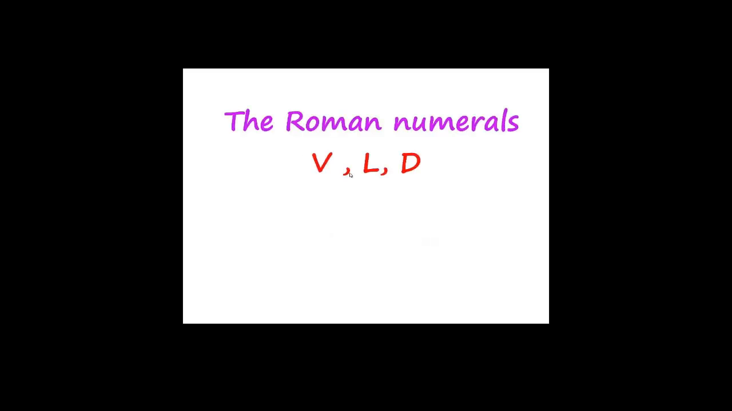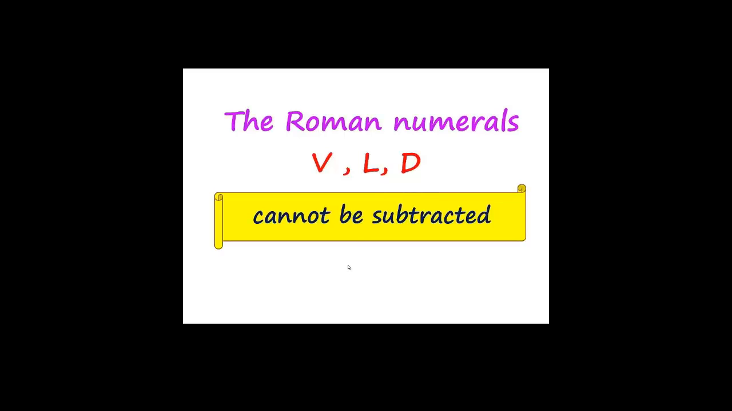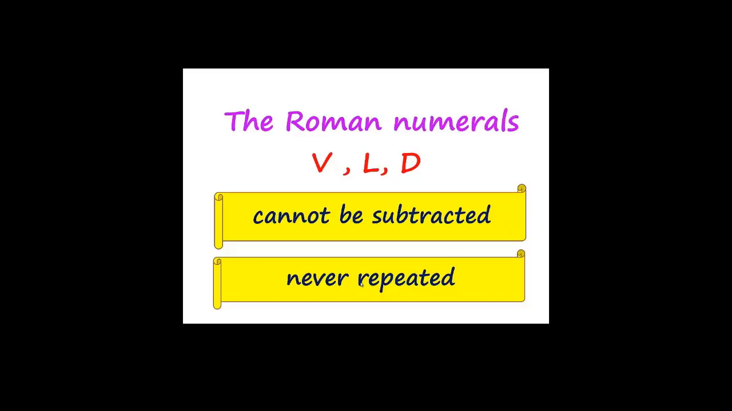The Roman numerals V, L and D cannot be subtracted and they are never repeated. In the rule of repetition, we have learnt that V, L and D can never be repeated. Now we have learnt that they cannot be subtracted too. Hence, while writing Roman numerals, keep these points in your mind. That is, the Roman numerals V, L and D cannot be subtracted and they are never repeated.